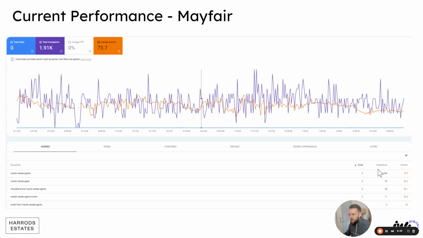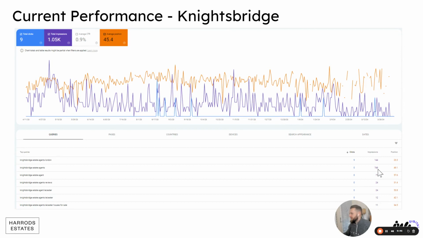Look at your Search Console. What's the current performance of the website? Are there any trends that we can see? So in this aspect, I've looked at Search Console. I can see that they've had 0 clicks for any keyword that mentions Mayfair. So it's a huge opportunity for the business to improve there. The same with Knightsbridge as well.